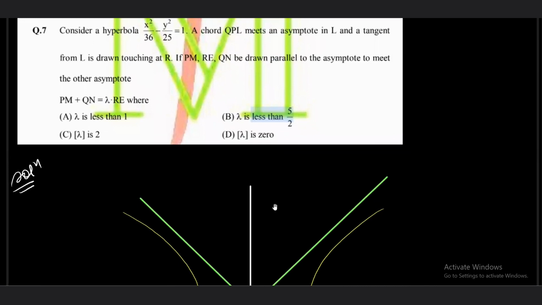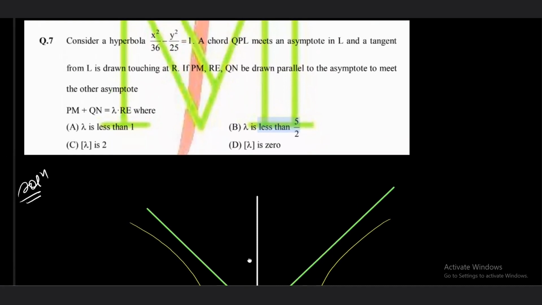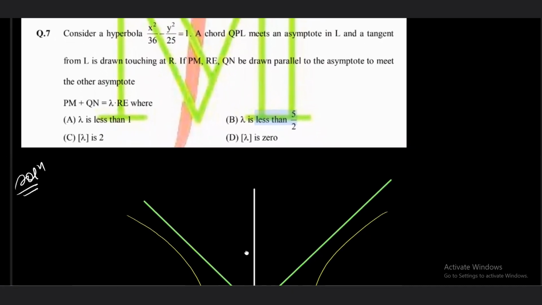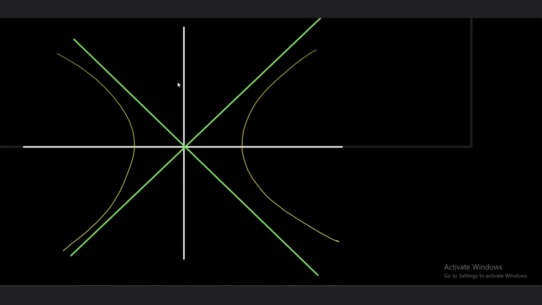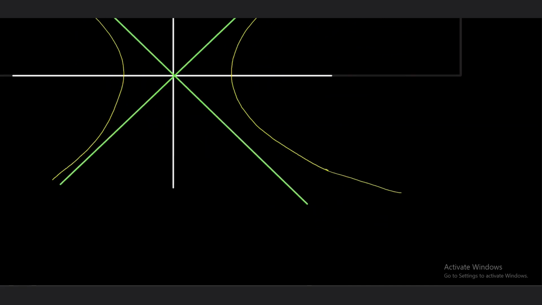Consider the hyperbola. A chord PQL meets an asymptote in L and a tangent from L is drawn touching the hyperbola at R. ठीक है, तो I'm going to make a chord here. QPL chord बनाएंगे. L point is on the asymptote and QP is the chord. ठीक है, तो I'm going to trace a chord here. उसके लिए मैं hyperbola थोड़ा सा extend कर रही हूँ यहाँ पे. Chord बनाने के लिए इस asymptote को भी I'm going to extend a little.